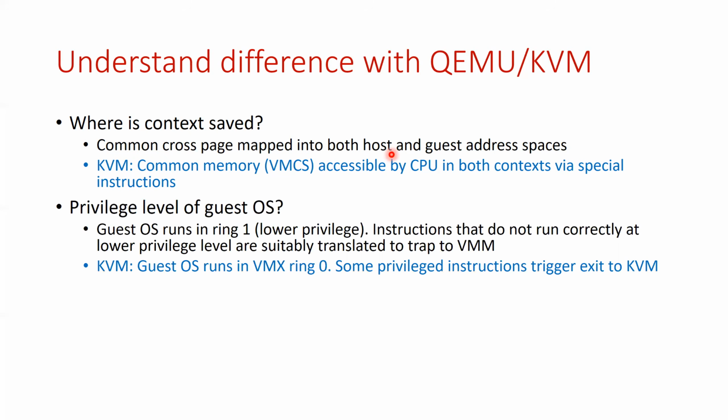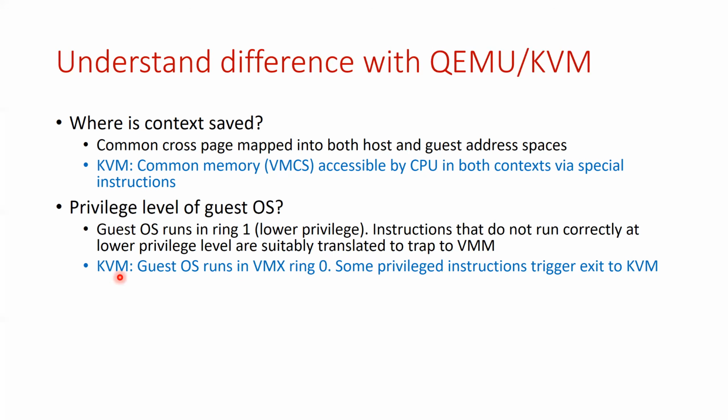So the second difference with respect to KVM QEMU is that of the privilege level of the guest operating system. In this full virtualization based design we are studying in this lecture, where hardware support is not available, the guest runs at a lower privilege level in ring 1, and any privileged operation, it has to trap to the VMM that is running in ring 0, right? And instructions that don't run correctly in ring 1, examples of which we've seen before, all those instructions are translated so that they trap to the VMM. The guest is modified so that it runs correctly in ring 1 at a lower privilege level and traps to the VMM.